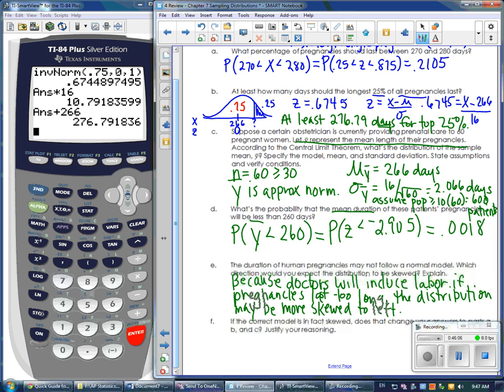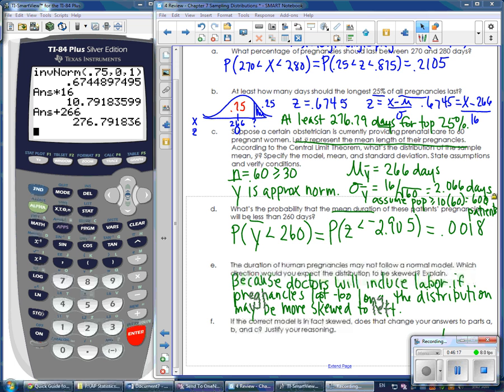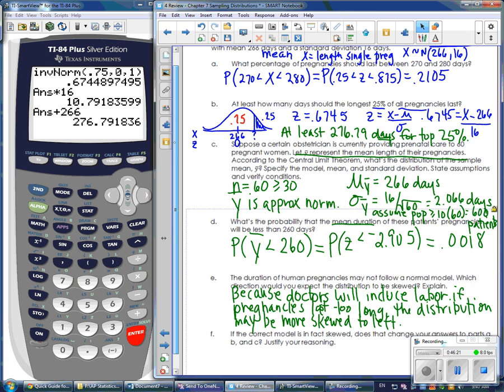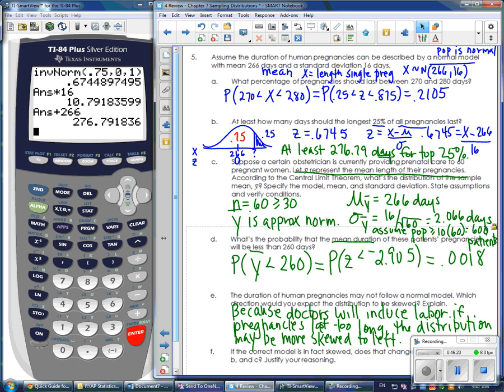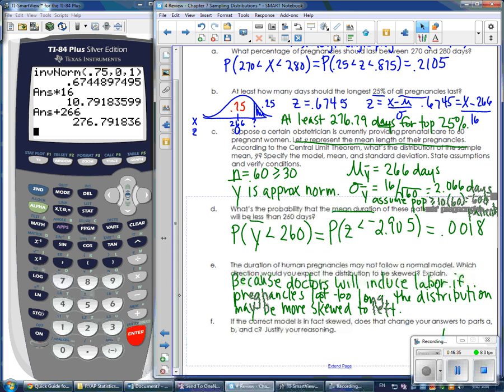Okay, so if the correct model is in fact skewed, does that change your answers to parts A, B, and C? So let's go back up to part A. In part A, my answer relied on the fact that the population was normal. So if we're saying the population actually isn't normal and it's in fact skewed, I wouldn't be able to answer that question. So in part A, I wouldn't be able to answer. It couldn't be answered without knowledge of the normal distribution.